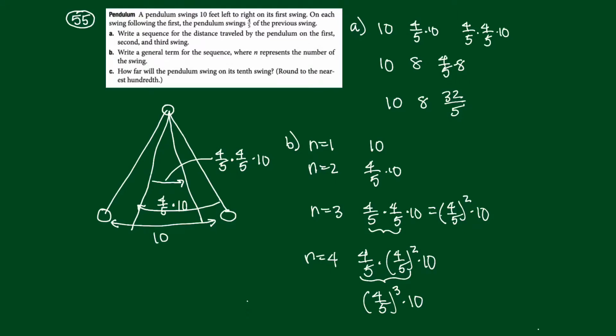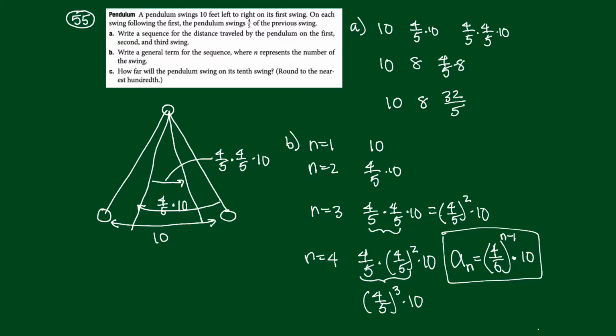What do we have for n equals 1? Well, we just have 10. For n equals 2, we got one of those 4/5. For n equals 3, it's 4/5 to the second power. For n equals 4, it's 4/5 to the third power. So it looks like we're always going to have something like 4/5 times 10, and the power is just one less than the term number. So I'm going to write a general term now.